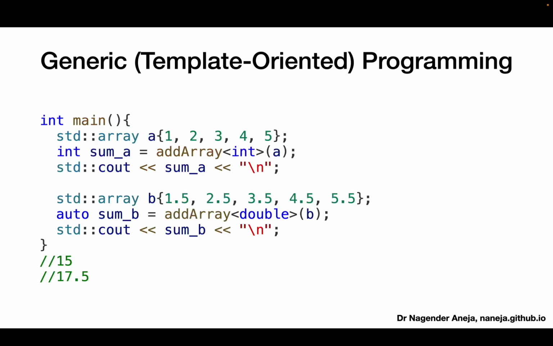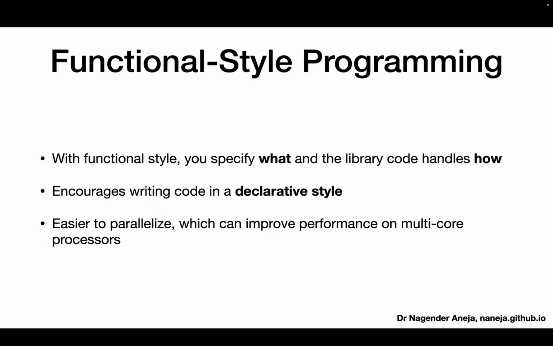And when we call it in main, we have add array, and we can specify that I want the integer version, and then I'm passing a, and if I want double, then I'm passing b, right? So both versions will work, and they will give us the answer. So that's generic programming.